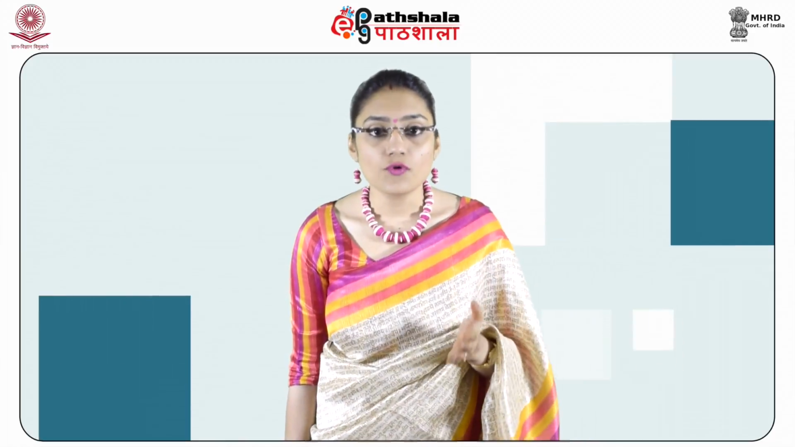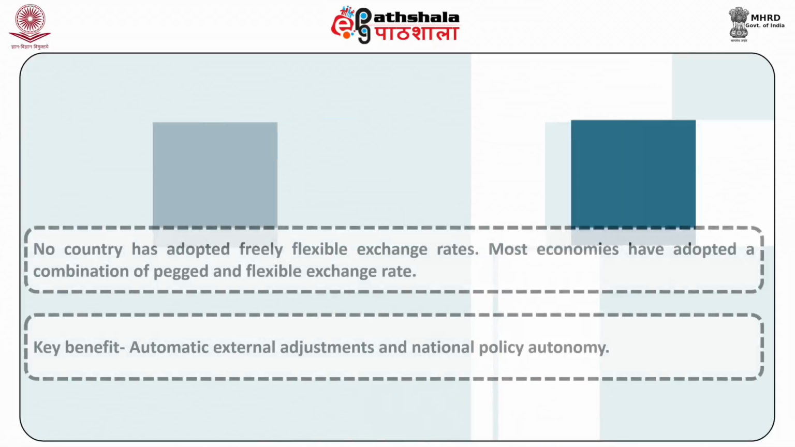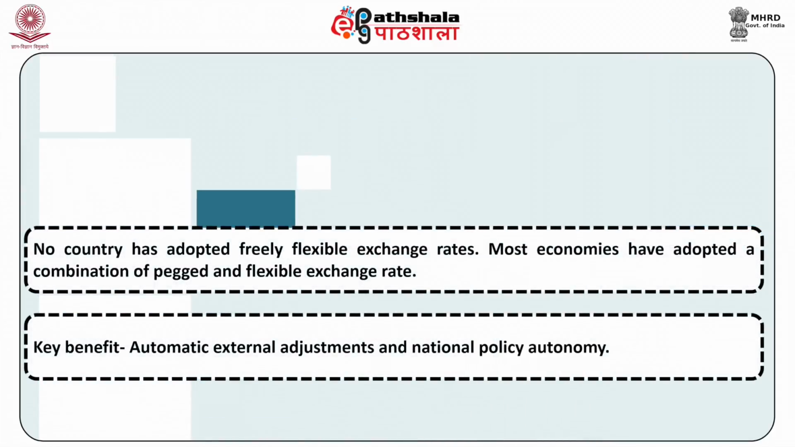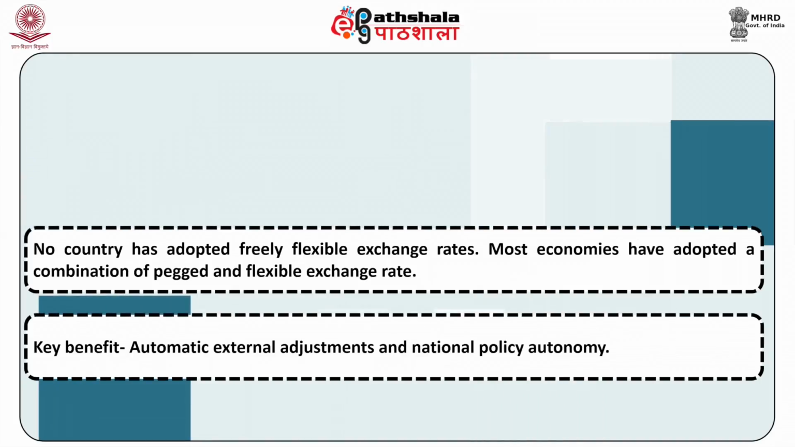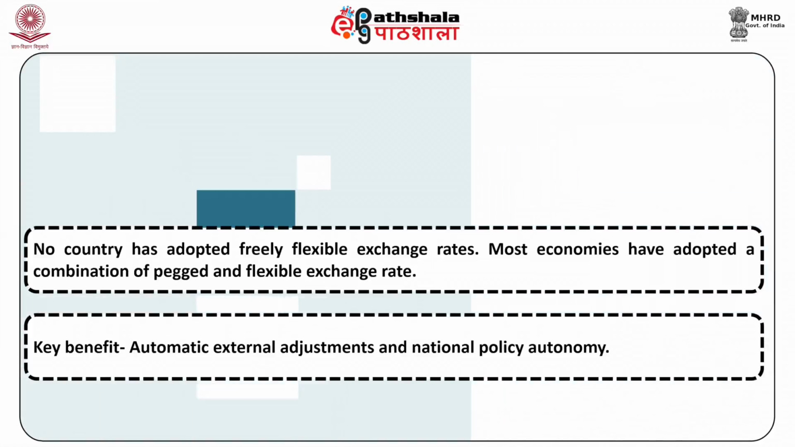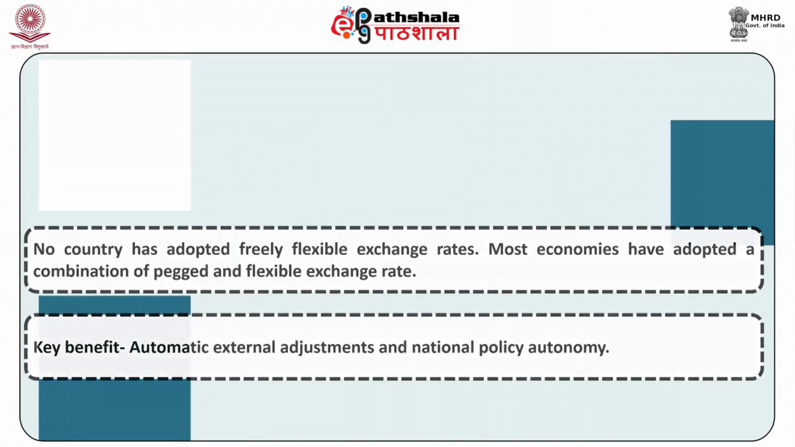The supply of foreign currency increases only when there is an increase in the demand for exports from the domestic economy. No country has adopted freely flexible exchange rates. Most economies have adopted a combination of pegged and flexible exchange rate. The flexible exchange rate existing today differ only in terms of degree of intervention by the government. This system is called the crawling peg system.